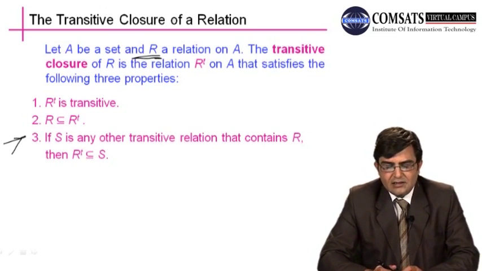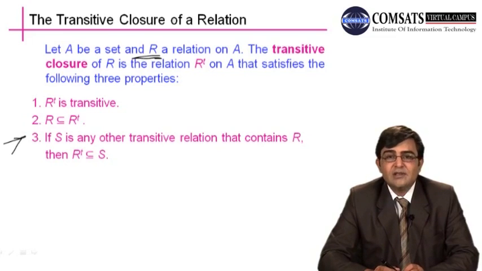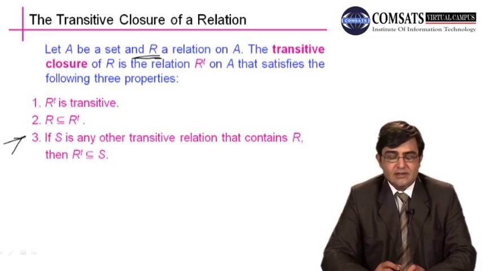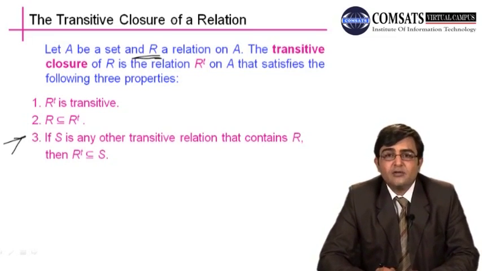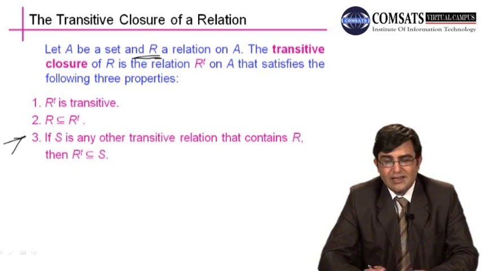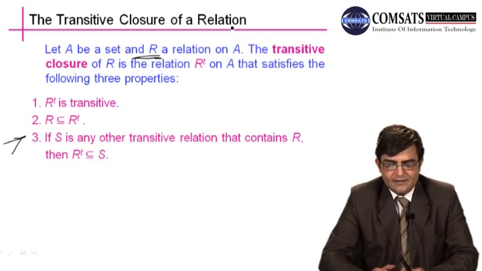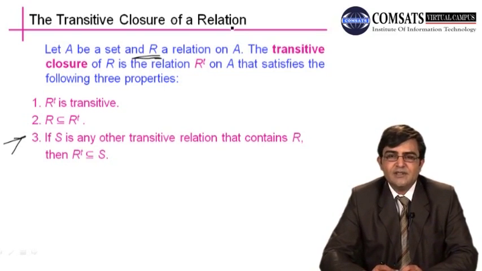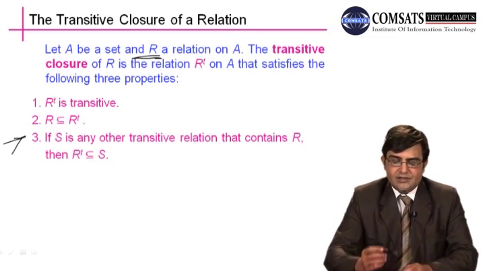that the transitive relation which we made is basically the smallest possible subset of the Cartesian product A cross A which is a transitive relation. If there is some other transitive relation S, then R^T must be a subset of that transitive relation. So I hope you understand this.